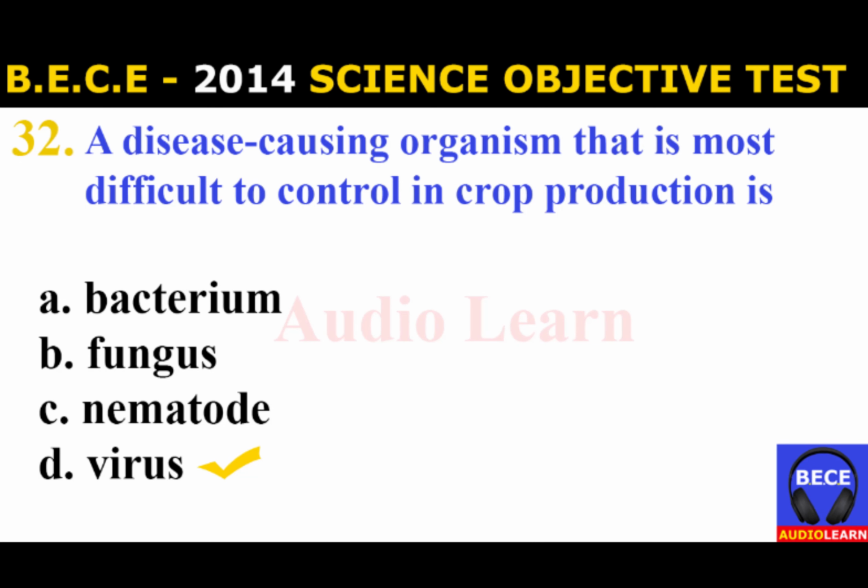Number 32. A disease causing organism that is most difficult to control in a crop production is A. Bacterium. B. Fungus. C. Nematode. D. Virus. And the answer is D. Virus. A disease causing organism that is most difficult to control in a crop production is a virus.